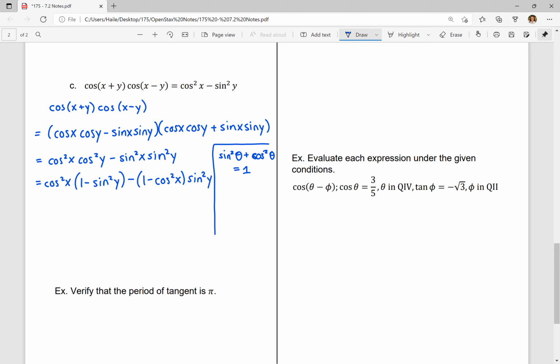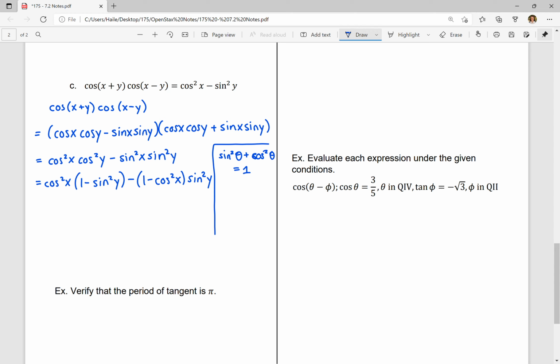And so the reason I'm choosing to do this is that now the thing that I want, I just want to have cosine of x and I want to have sine of y. So what I've done now is I've taken the cosine squared of y and gotten it in terms of sine squared of y, and I've taken the sine squared of x and gotten it in terms of cosine squared of x. So this is important because now the only things left in my equation are the things that I want. I just need to simplify them down a bit more.